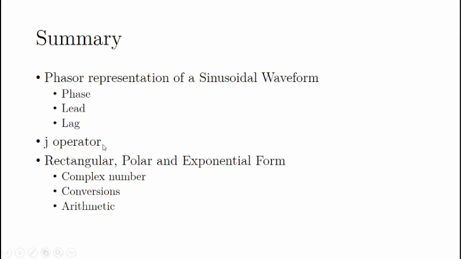Then the J operator. The J operator is used to rotate a phasor through 90° in the counterclockwise direction. And then we have the different complex representations: rectangular, polar, and exponential form, their conversions and also certain numericals. That's it from this video.